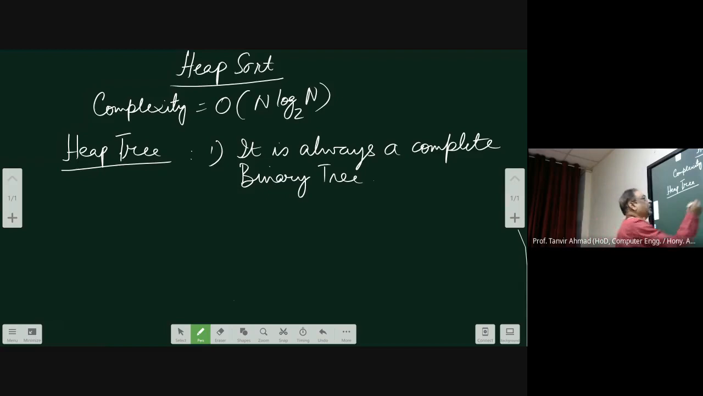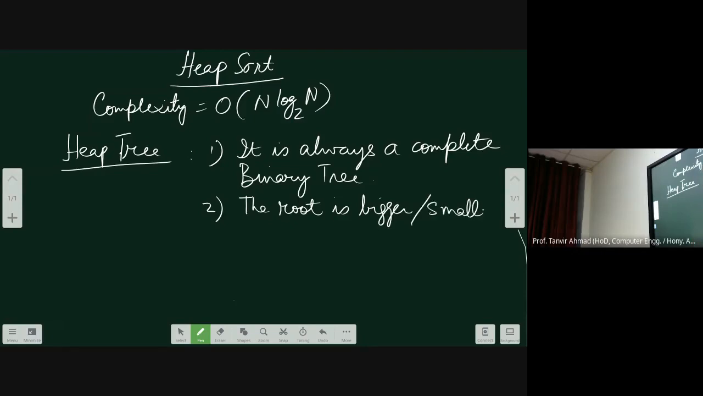Now, the second thing is that the root is bigger or smaller than its children. That means the root is always either bigger or smaller than its children.